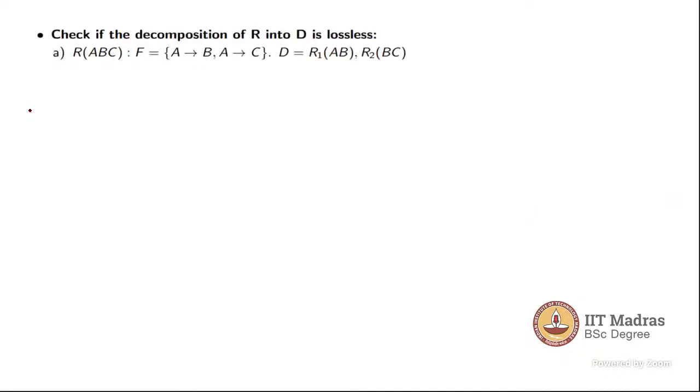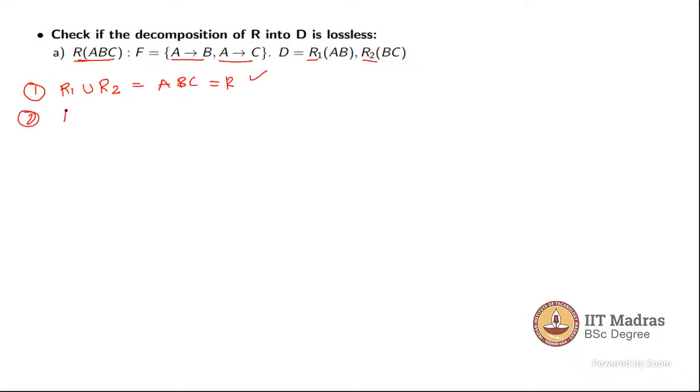Okay. Let us check the first example here. Consider this relation R having A, B, C and having functional dependencies A determines B, A determines C. Now let us check the first condition, that is R1 union R2. R1 union R2, we are getting A, B, C, which equals R. So our first condition is satisfied.